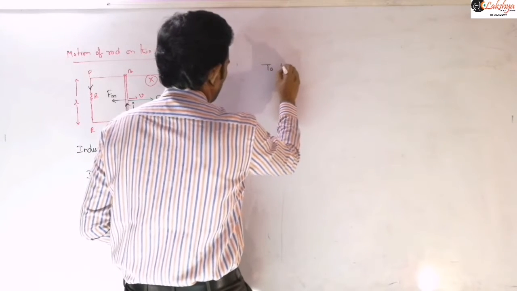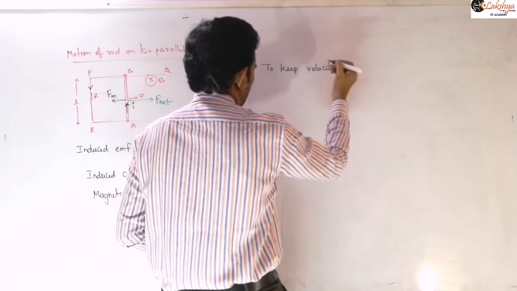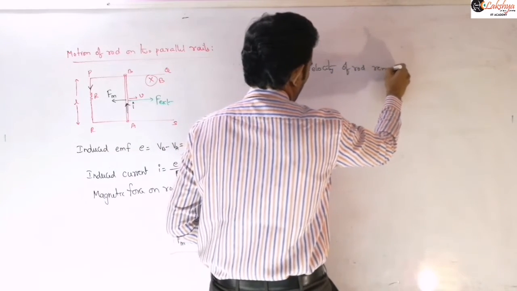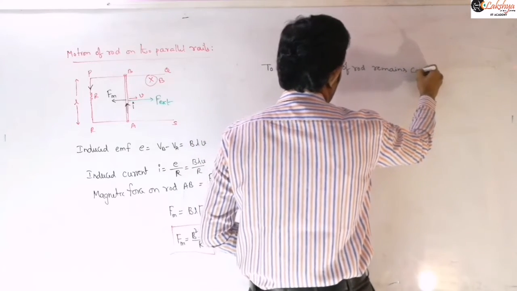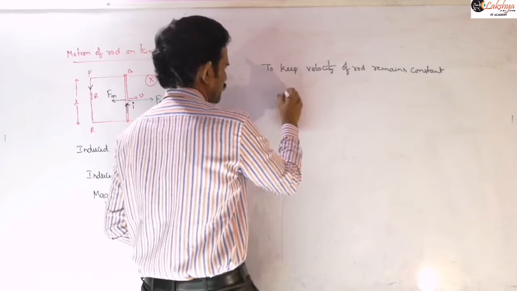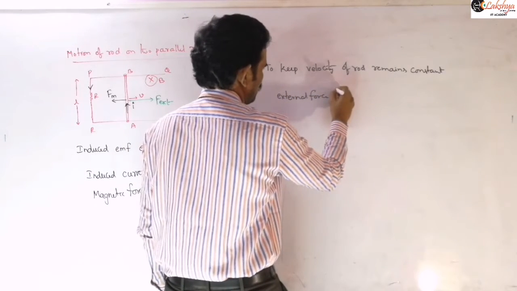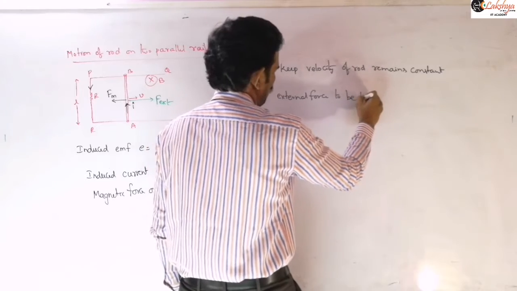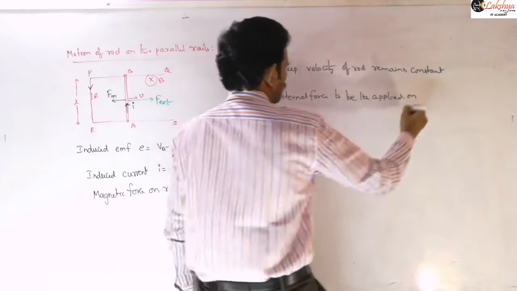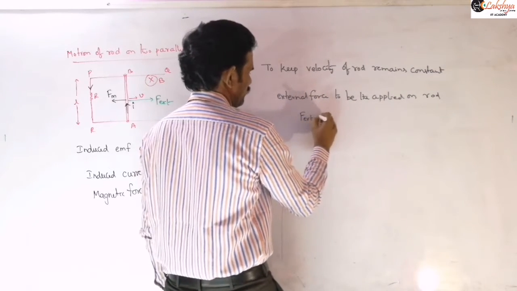So to keep the velocity of the rod constant, the external force required to be applied on the rod is F external equal to, so then that is nothing but we should apply a force which is equal to the magnetic force here.